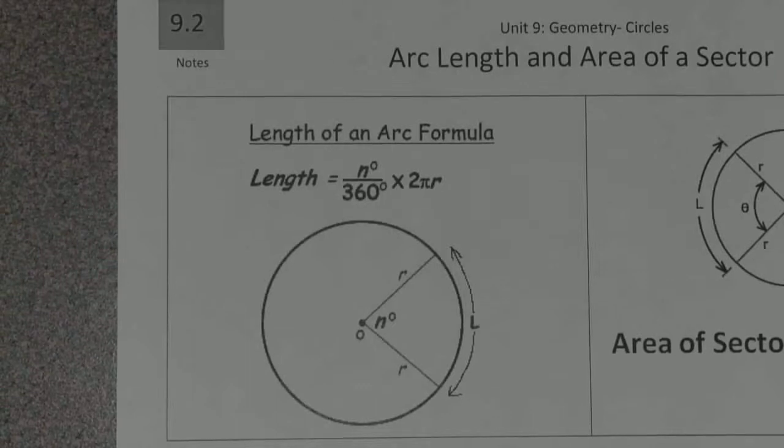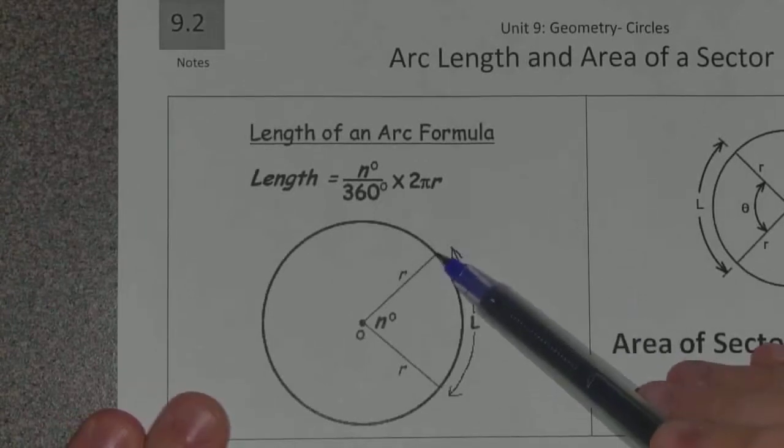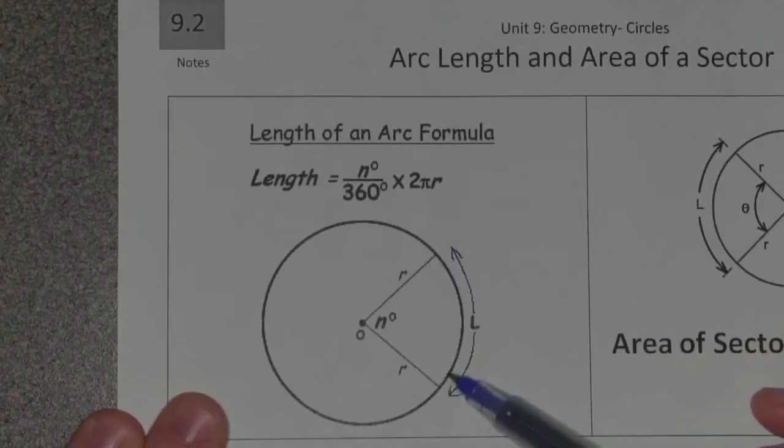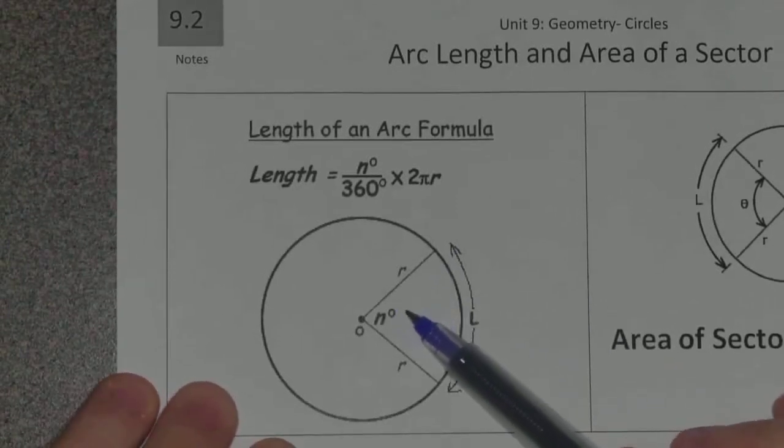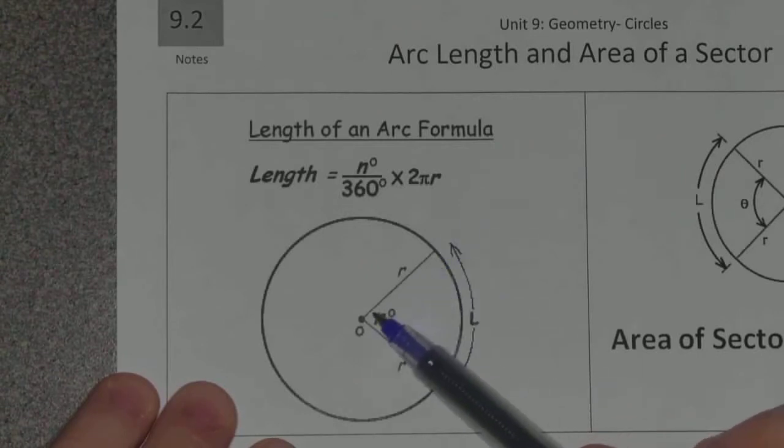Right, today we're going to talk about the arc length and the area of a sector of a circle. An arc length is really just how long it is from here to here. In order to figure that out, we need the angle measure of what we would call a central angle. Do you guys agree with me?